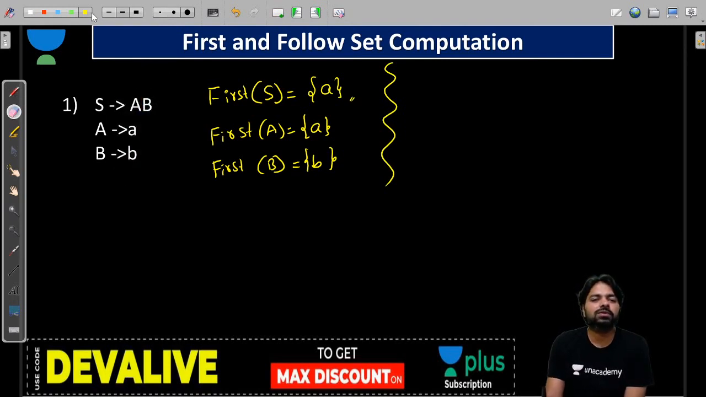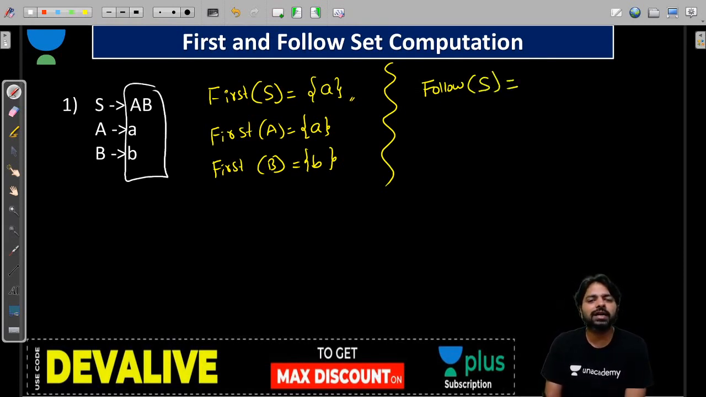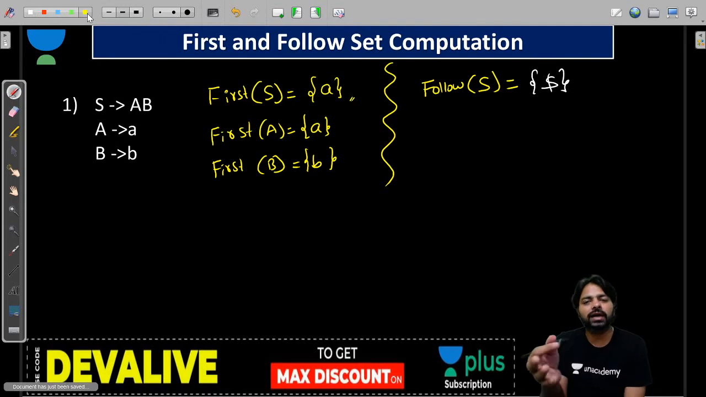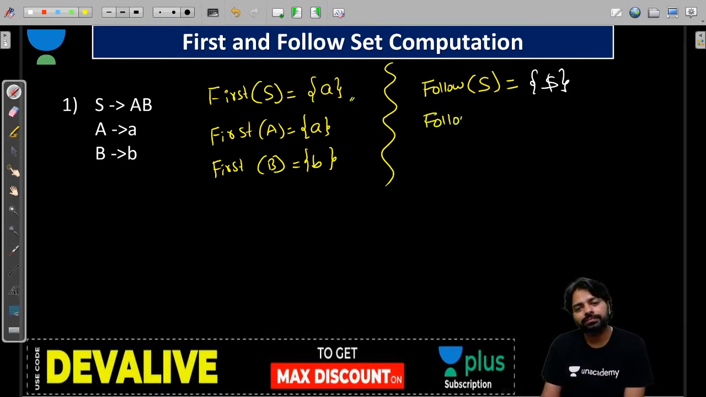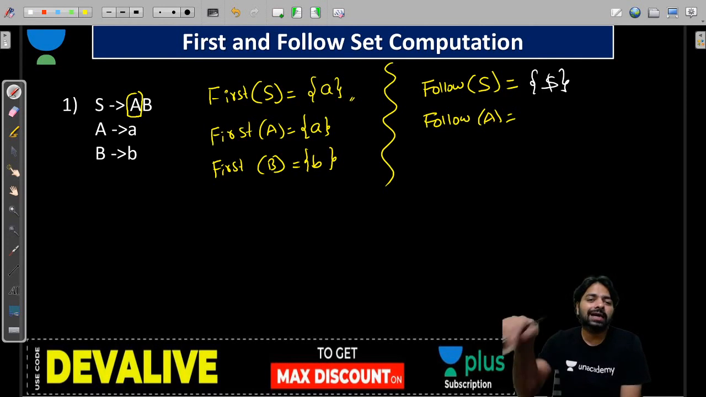And let's go for the follow set. Follow of S is very easy now, why? S is not there in the RHS side, so directly the answer is $. Is it clear? If S is on the right side, only then something will come, who is after S. And follow of A, just look here, A is there. Don't look at A productions, look at the production that has A.